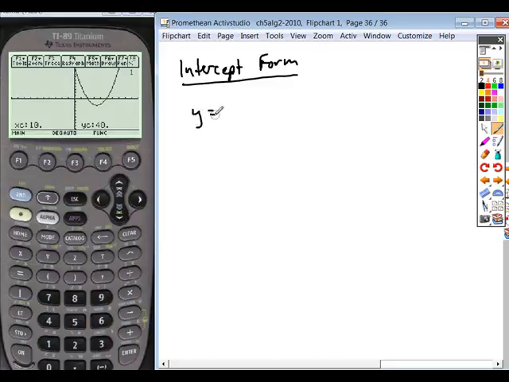In intercept form, you might have an equation that looks something like this. And what I would ask you would be very similar questions. Which way does this one open, up or down? Again, you look for your multiplier, your coefficient in front. In this case, it's a -2. So we know it's going to open down. So our graph is going to look like this.